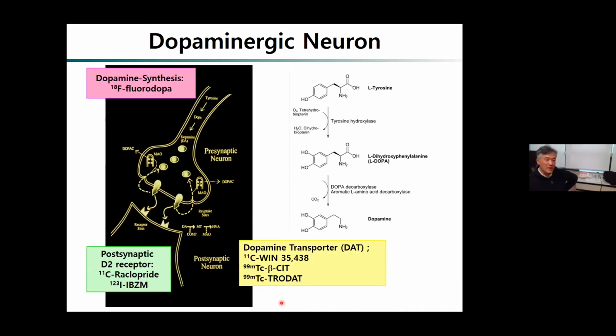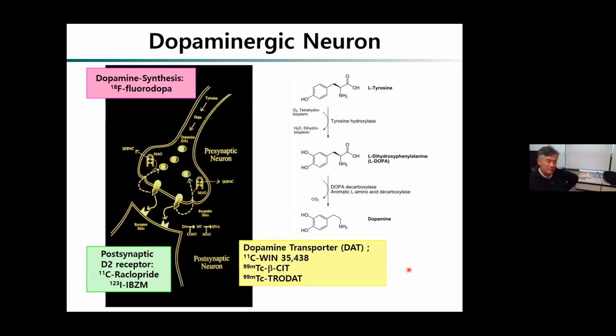In the dopaminergic system, we can visualize dopamine synthesis with the F18 labeled fluorodopa, F-dopa, and also the dopamine D2 receptor can be visualized with C11 raclopride, and also dopamine transporter, DAT imaging with the WIN derivatives or beta-CIT or TRODAT. So we can visualize the whole system.